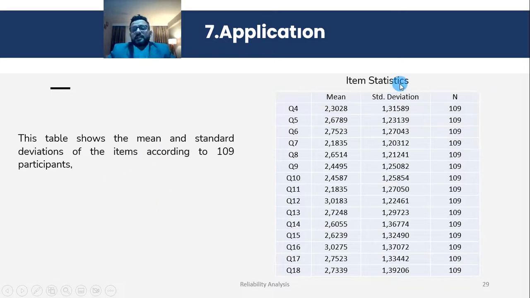And here, the item statistics. This table shows the mean and standard deviations of the items according to 109 participants, starting from question 4 and ending with question 18. The sum of these questions is 15 questions. There is no missing value or any error.